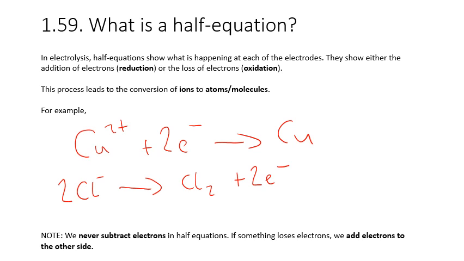Now one thing to note is that we never subtract electrons in half equations. So you might be tempted to think that I could have written 2Cl- - 2e- goes to Cl2. That looks okay. However, by convention, we never minus electrons, we only add them. So what we do instead is if something loses electrons, you add them to the other side. This might seem confusing for now, but I'm sure it will make sense as we move through the following slides.